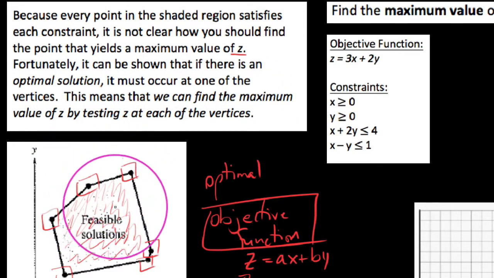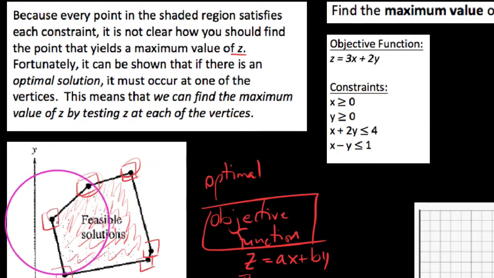And here's how we'll do it. We'll graph the feasible region, we'll take all these points right here, and we'll plug them into the objective function to find which one makes it the biggest.